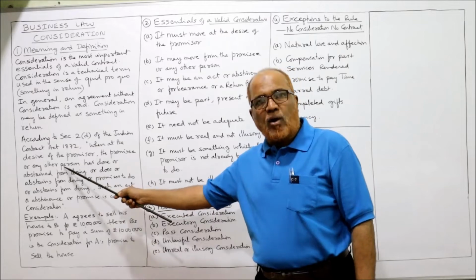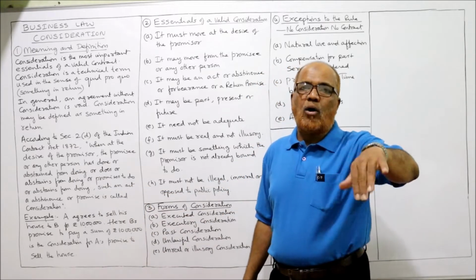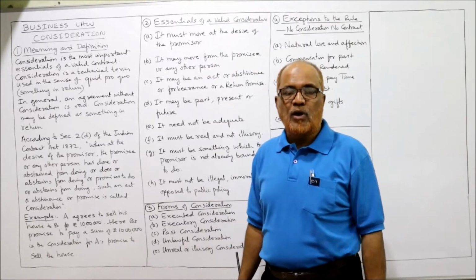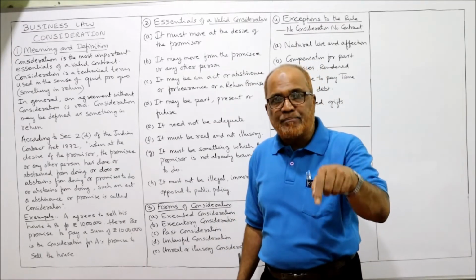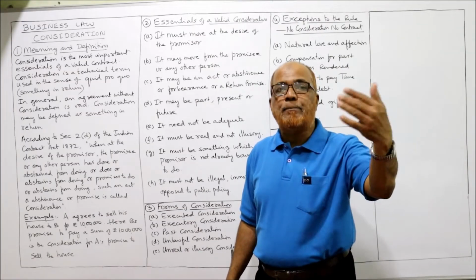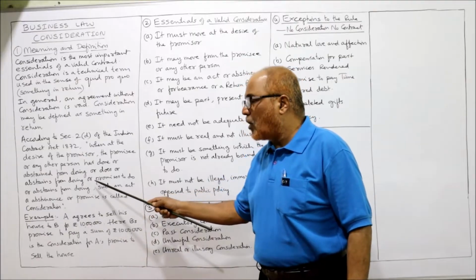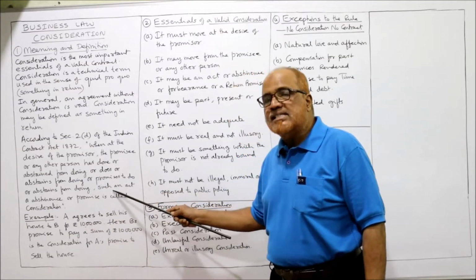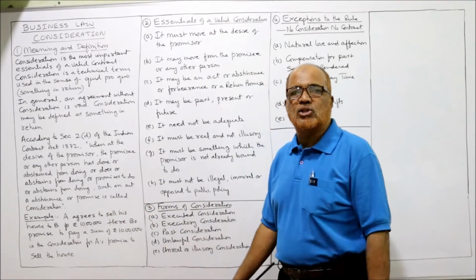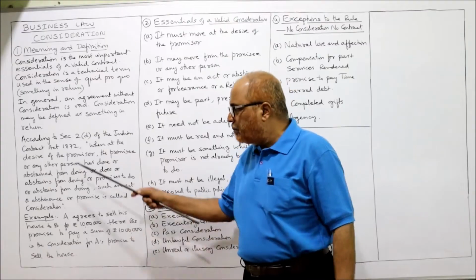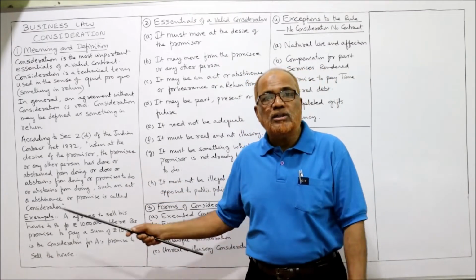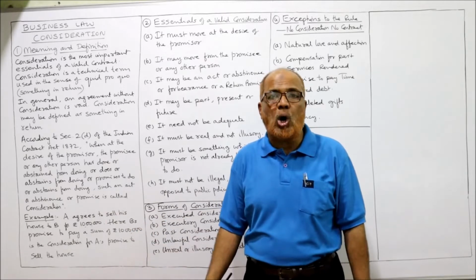When at the desire of the promisor, the promisee or any other person has done or abstained from doing, or does or abstains from doing, or promises to do or abstains from doing, such an act or abstinence or promise is called consideration. If you repeat this definition three or four times, you will be able to remember it. You cannot cut short the definition because this is a definition given by law.